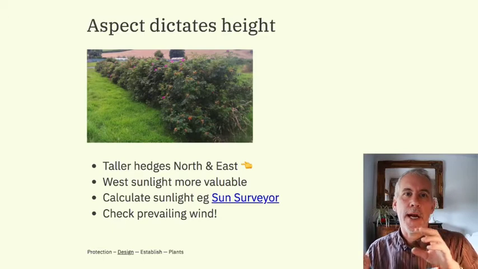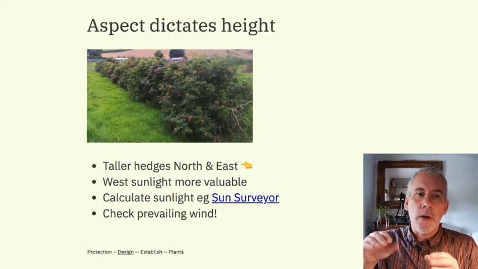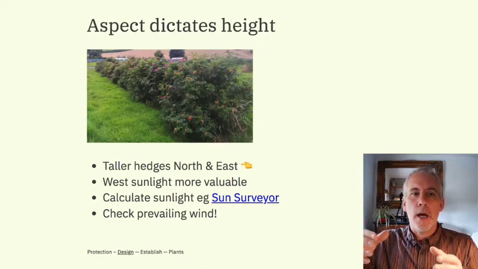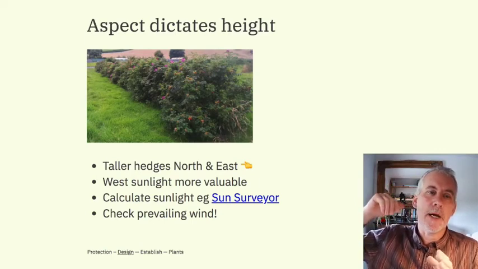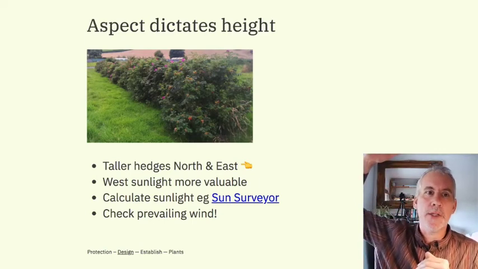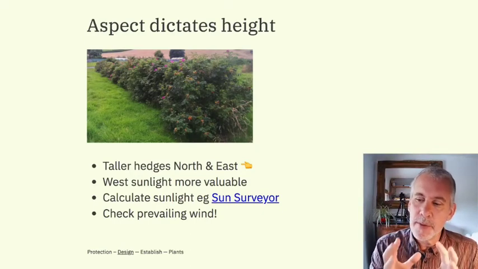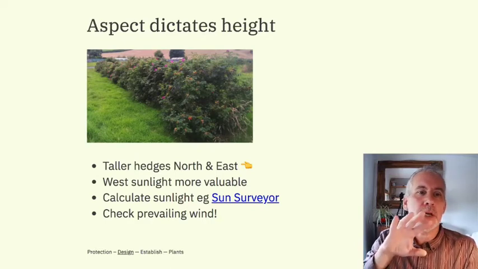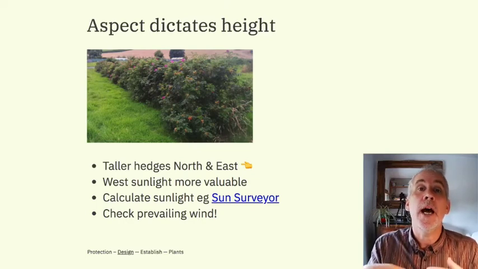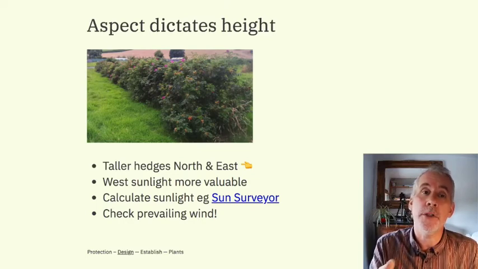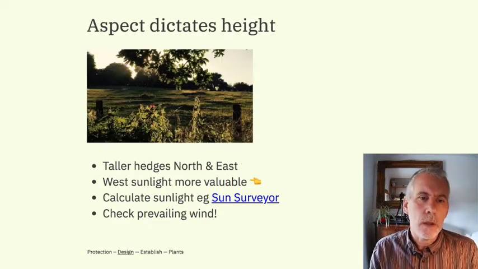So, saying aspect dictates the height, take into account that you can have taller hedges on the north and the east, because on the north side of your property you'll get less light, so you can have a taller windbreak hedge. East, the warmth, the sun that you get from the east is generally less valuable than the sun that you get from the west, because the air has had time to warm up throughout the day, and you get better photosynthesis in the afternoon than you do in the morning. So west sunlight is generally more valuable.